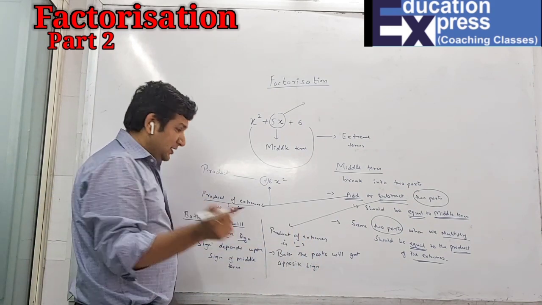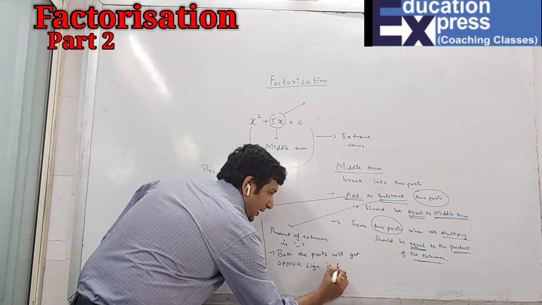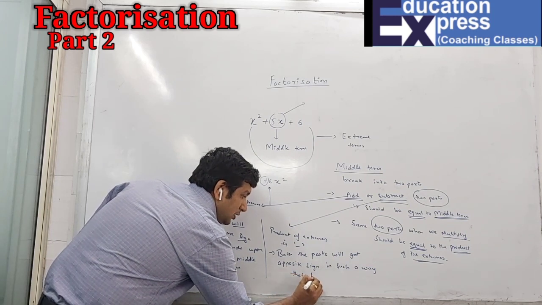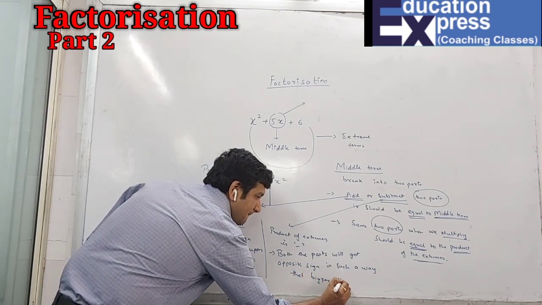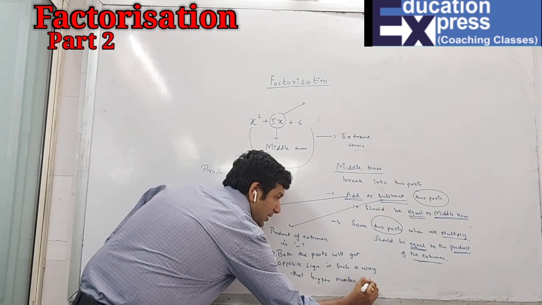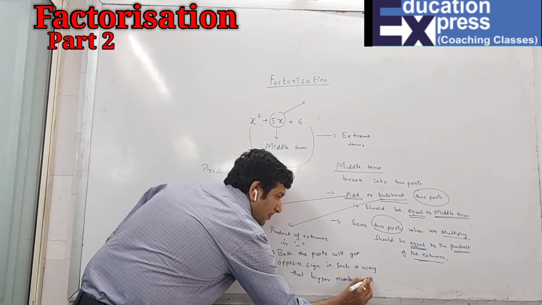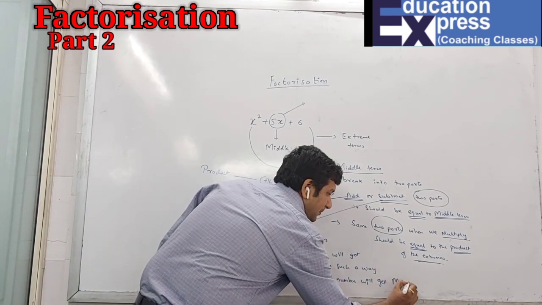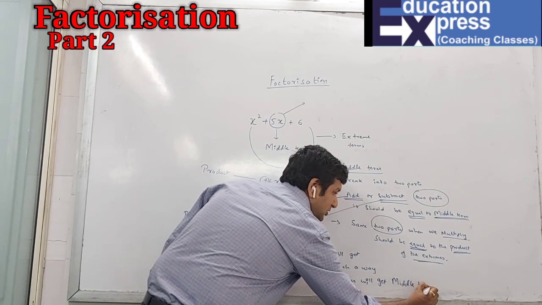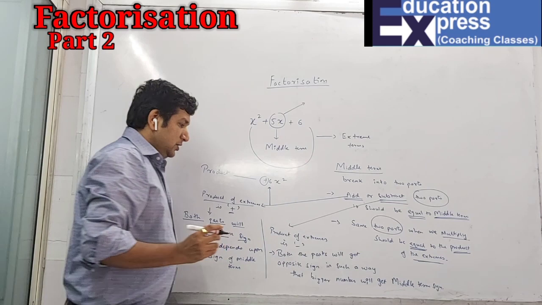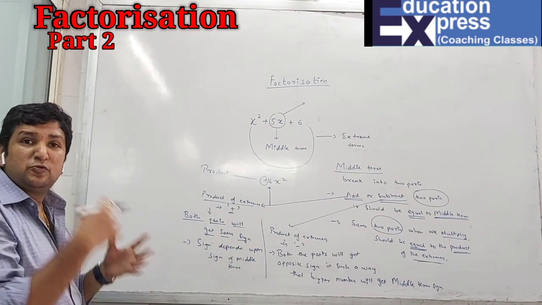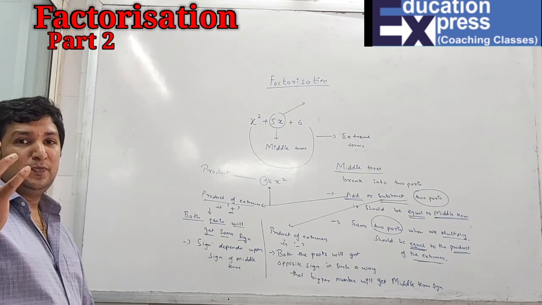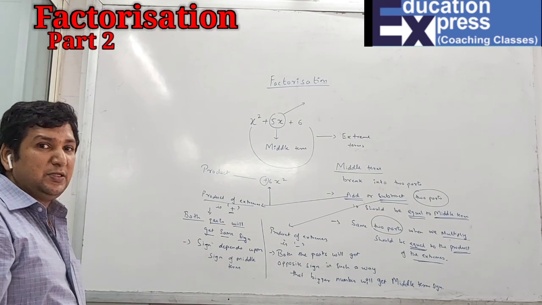That means plus and minus in such a way that the bigger number will get the middle term sign. The bigger number will get the middle term sign. So I repeat, just mark this as very, very important. The entire concept of splitting the middle term depends upon this concept.